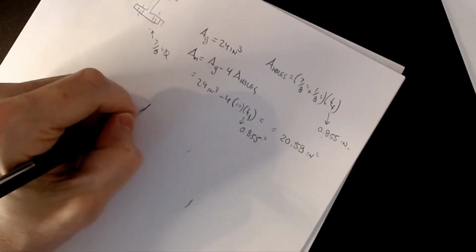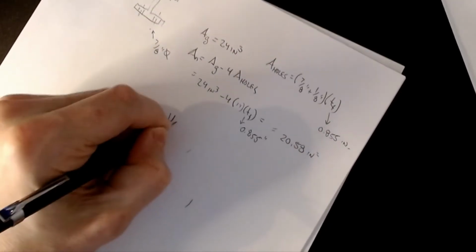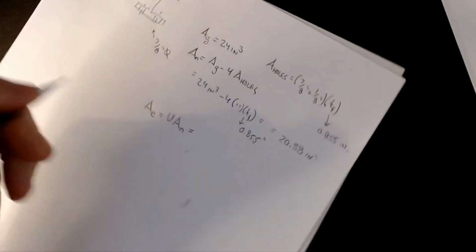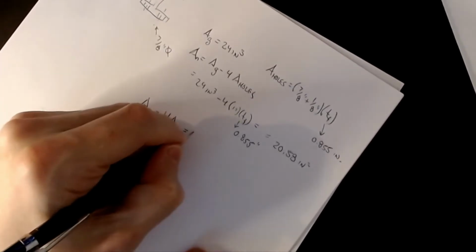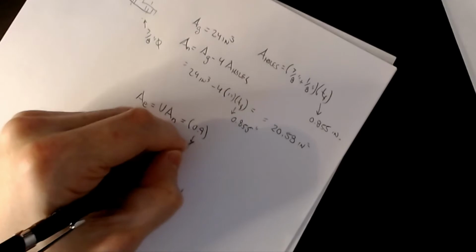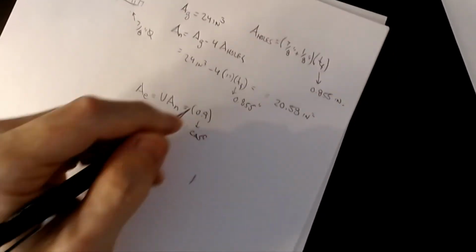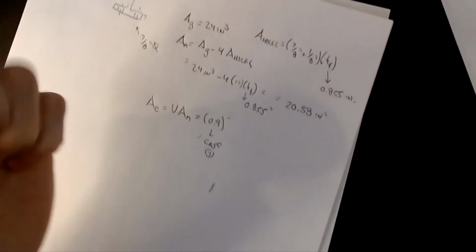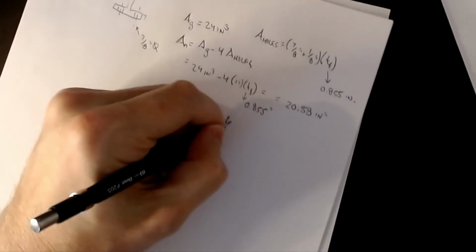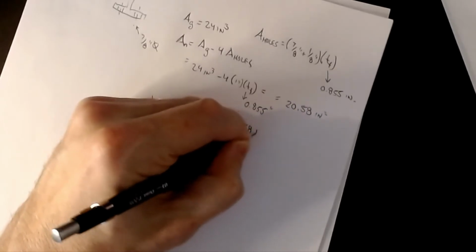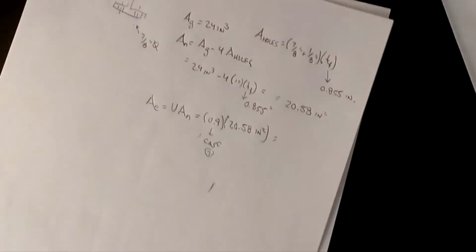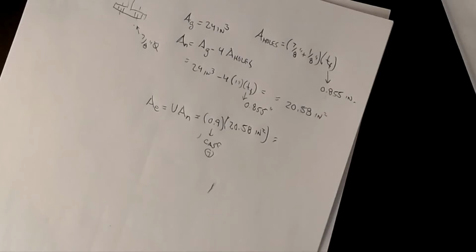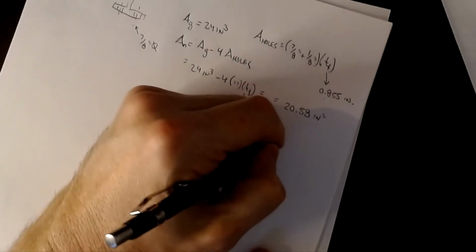inches squared. Okay, and then that means that I can calculate the effective area as being U times AN on this. My U we said was 0.9 from case 2 and case 7. So I'm kind of writing sideways here. Case 7, multiplied by 20.58 inches squared. And if I multiply that number by 0.9, that's 18.52.